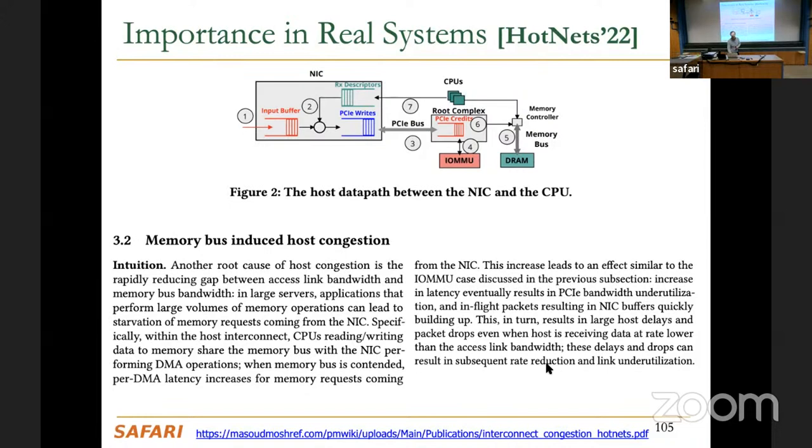So what this means is you may have a very high bandwidth network, I don't know, 100 gigabits per second, pick that.